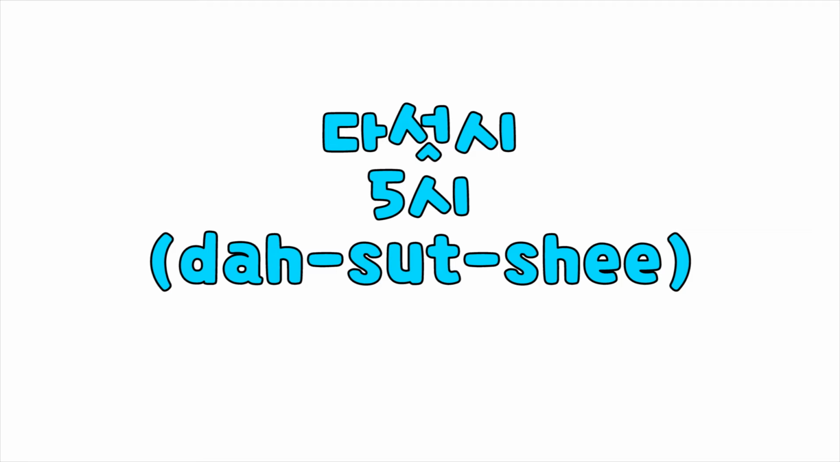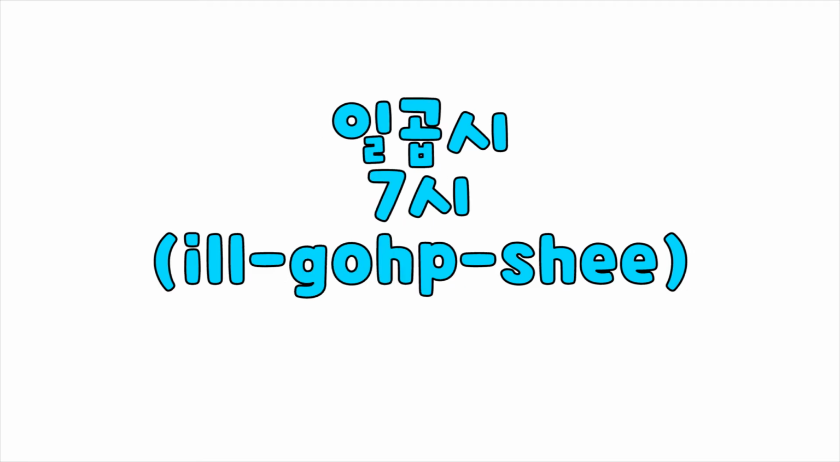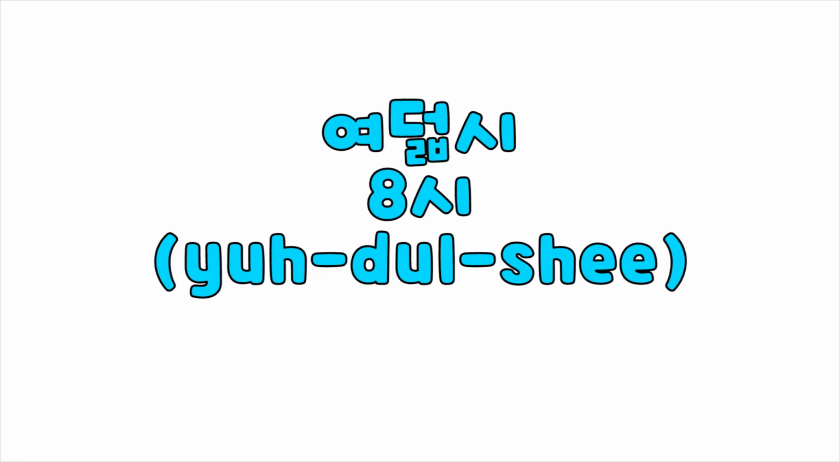So 다섯 시. 6 o'clock is 여섯 시. Then we've got 7 o'clock is 일곱 시. 8 o'clock is 여덟 시. That's 여덟 시.